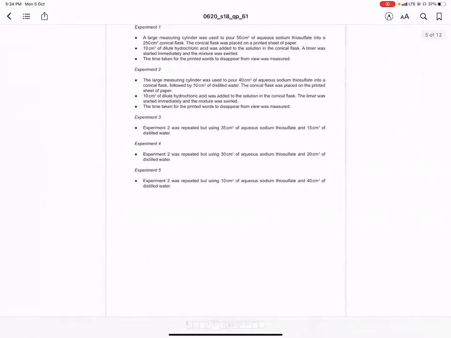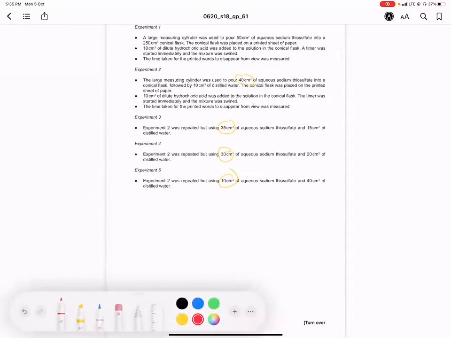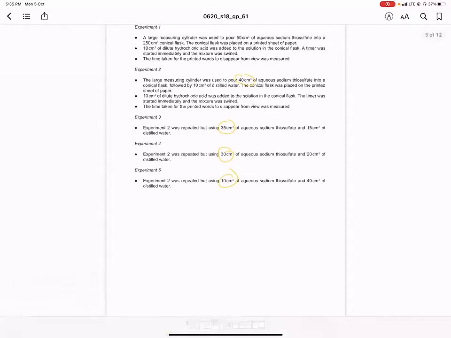He repeated the experiment several times, every time changing the concentration of sodium thiosulfate. So in experiment 2, he added 40 cm³. In experiment 3, he added 35, 30, 10. Every time he's changing the concentration of aqueous sodium thiosulfate. And of course, to change the concentration, you also need to change the volume of the water added. So he compensates for the volume of thiosulfate that he removes by adding more water in order to dilute the solution. Then they gave you the results.